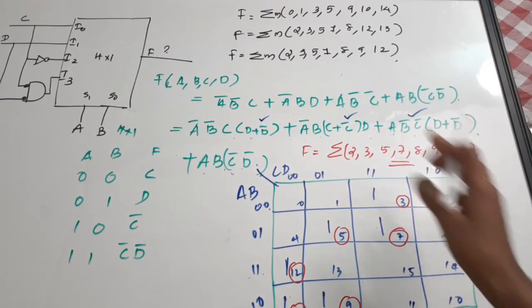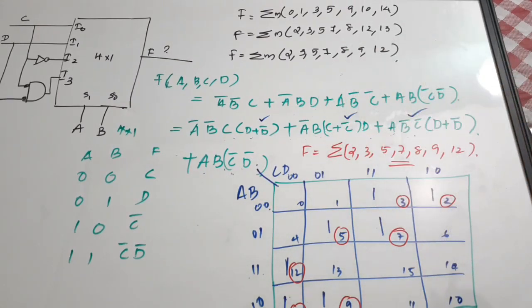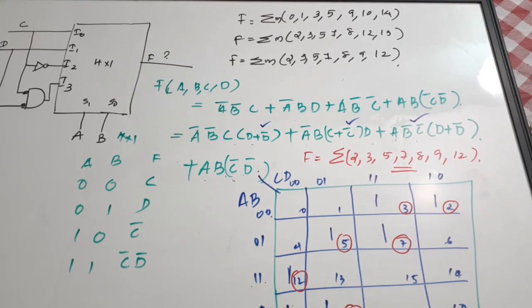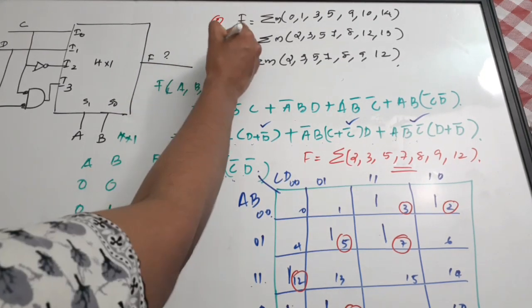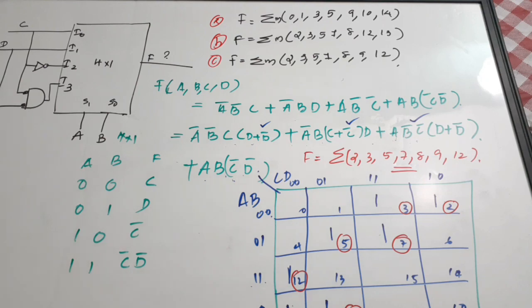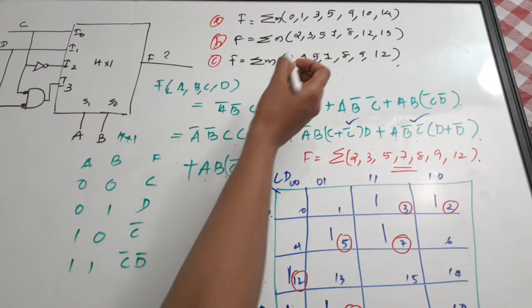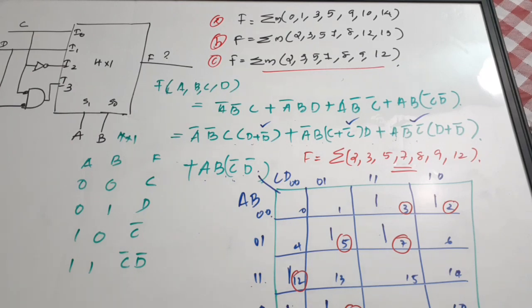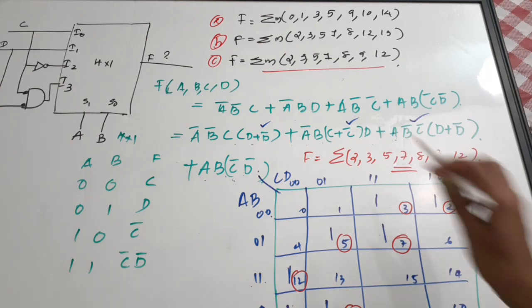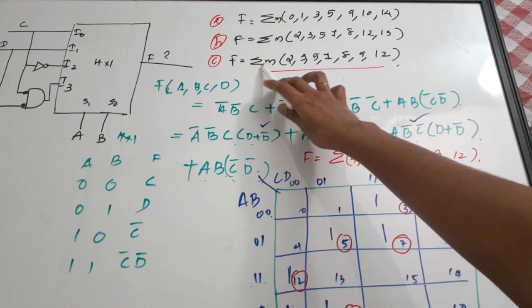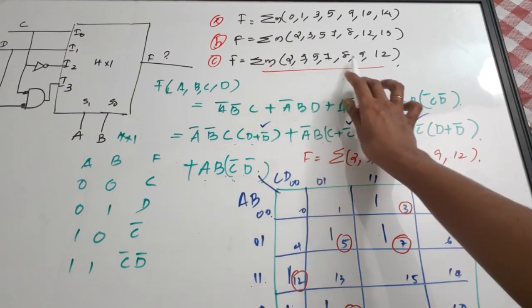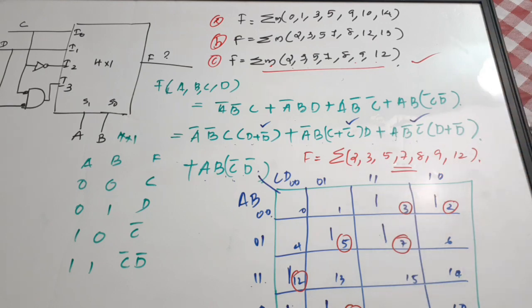Now you can see it. Which is your expression? Actually, I forgot to put option ABC here. Only 3 options I have included. So the correct answer is C. The correct expression in terms of min terms is sigma M, where sigma M indicates min terms: 2, 3, 5, 7, 8, 9 and 12. The correct answer is option C.